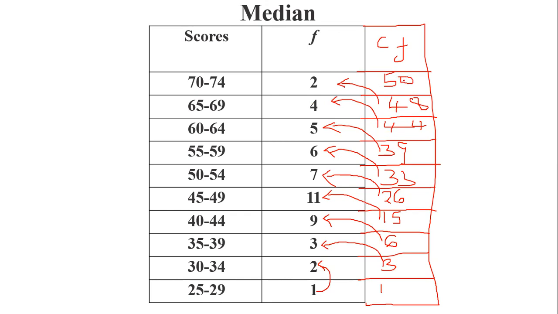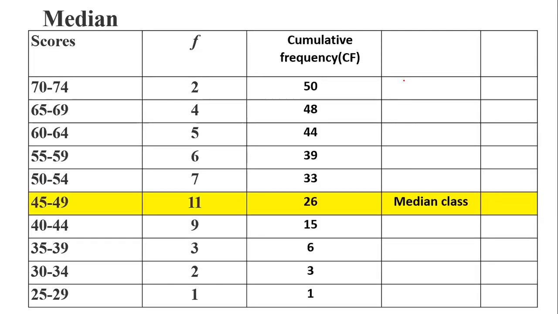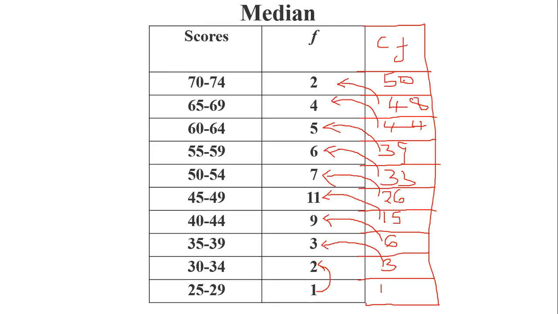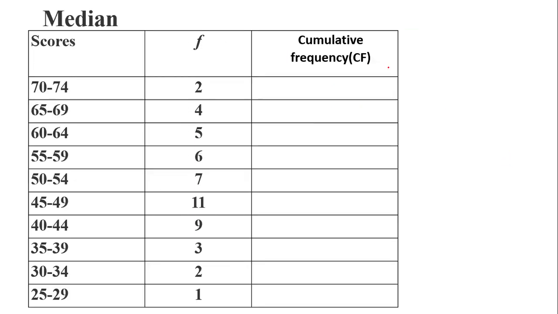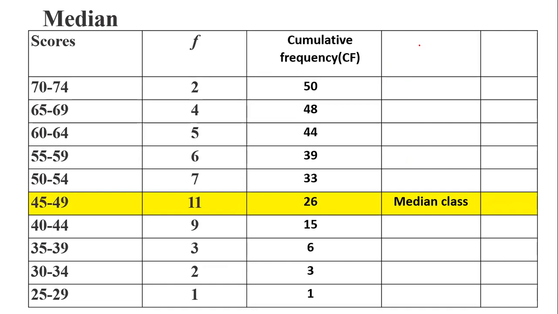That's how you calculate your cumulative frequency, and you can see them arranged very well here. Now, we look at these numbers we have. The cumulative frequency is 50. So if it's 50, we have to look for the median class, and we get to this median class.